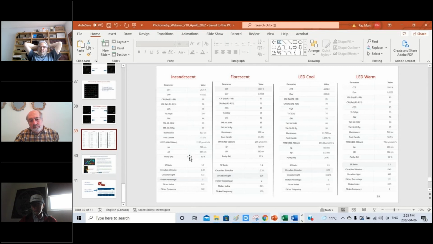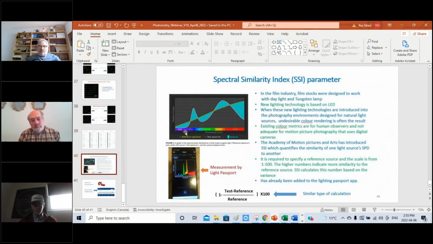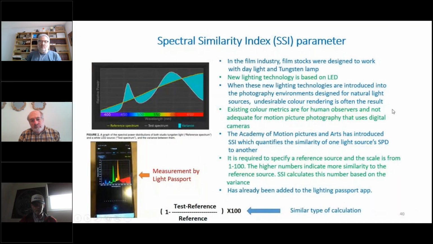There was one parameter that we didn't measure in our measurement last time. I didn't select it to measure, and that is the SSI parameter, the spectral similarity index. And that is also, again, for television camera, because the film industry uses film stocks that are designed for tungsten lamp and black body sources, but that's not the case now. The era is for LED sources.